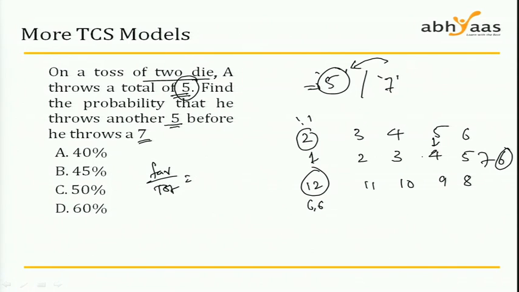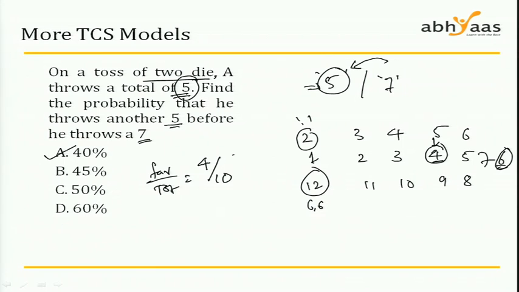What are the favorable events for us? Favorable events are getting a 5. Right. Now what are we only concerned about? We are only concerned about getting a 5 and getting a 5 before a 7. That means our total sample space becomes 4 and this 6. So 4 plus 6 becomes how much? 10. So 4 by 10 is nothing but 40%.